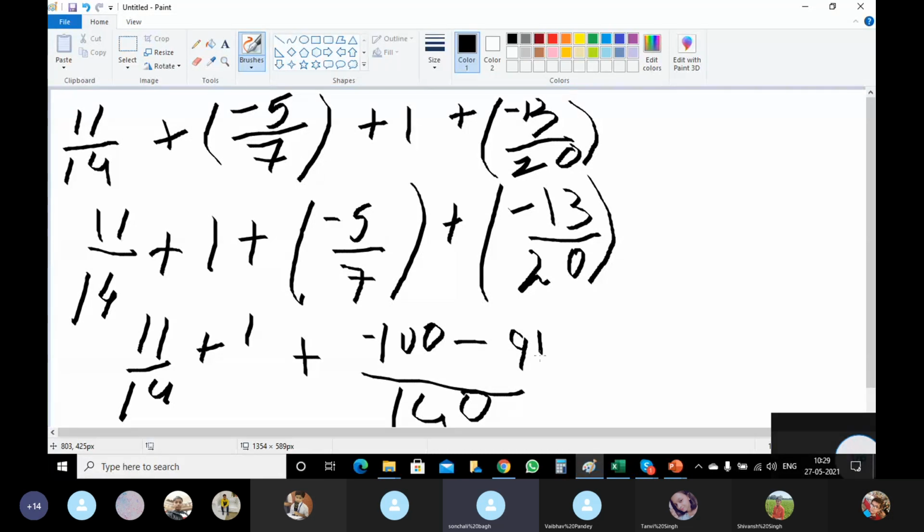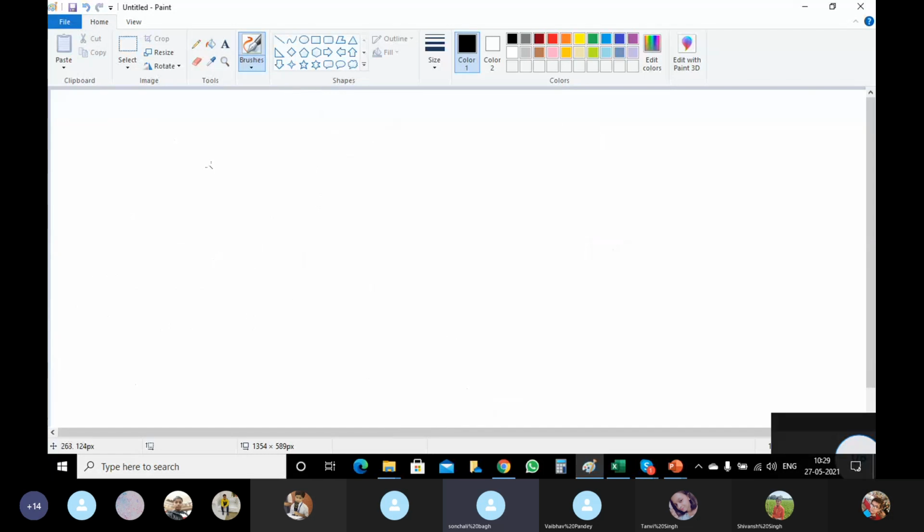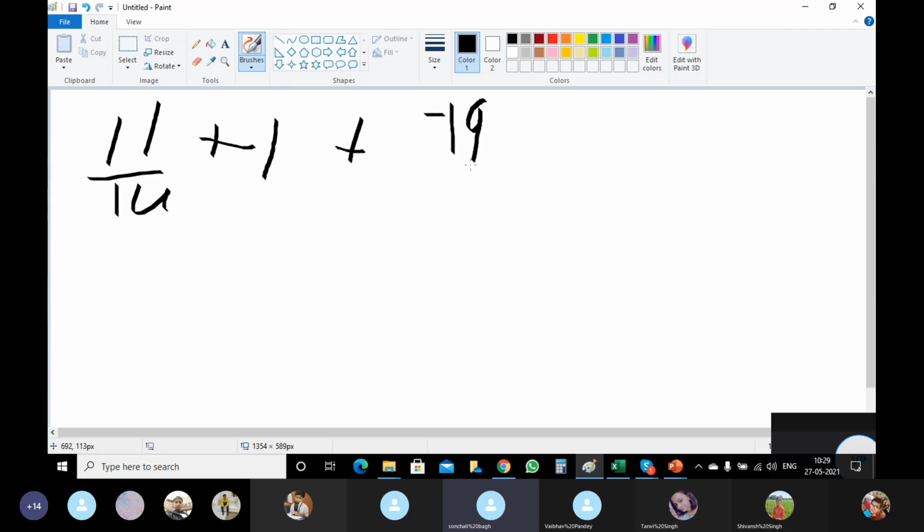Okay, and the answer will be 11 by 14 plus 1, then plus of minus 191. 100 plus 91 is 191 upon 140. Yes or no? Now what I will be doing? I will be taking out the LCM of the positive.